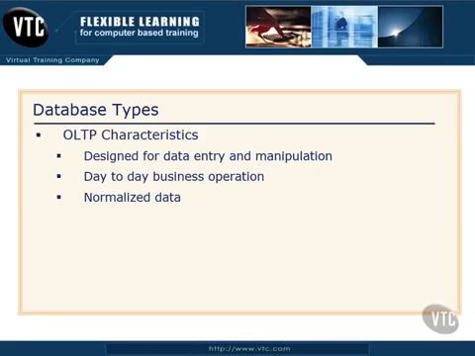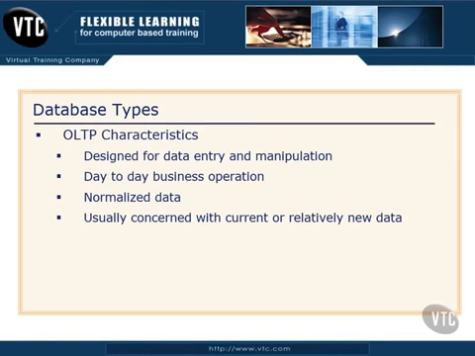Now, if the term normalized data confuses you or brings up any questions, I would strongly recommend you go out and read a little bit about normalization in databases, although if you're coming to a data warehousing class, you're probably pretty familiar with this concept. But this is highly normalized data, lots of tables, lots of relationships. And an OLTP is usually concerned with current or relatively new data.